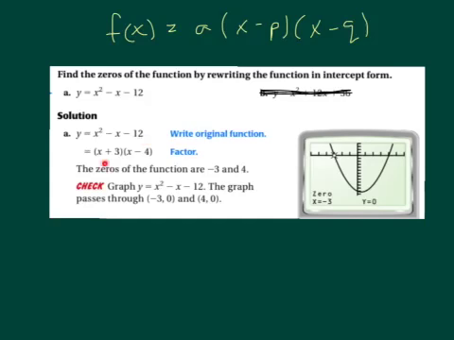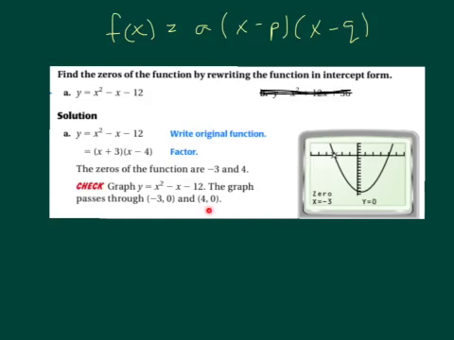And they don't show you what happens when you set those equal to 0, or if you're thinking about this in terms of intercept form, you're looking at the opposite of p and the opposite of q, so we're going to flip those signs. And of course, our actual value of p is negative 3, and our value of q is 4. So when we look at this graph, we have zeros at (negative 3, 0) and (4, 0). Zeros, fancy for x-intercepts.